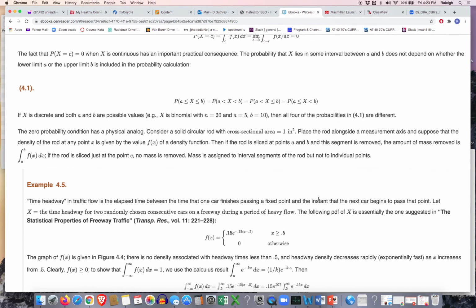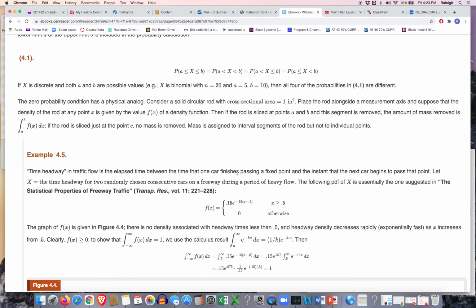In this example, which looks like the last example of the day, so we'll be winding things up pretty soon, time headway in traffic flow is the elapsed time between the time that one car finishes passing a fixed point, say a gas station or something, and the instant that the next car behind it passes that point. So how much time has elapsed? This is a heavy flow model, so there's not much time. I suppose if you're out in the middle of the desert at 3 in the morning, it may be quite a long time, but here it is meant to be during a period of heavy flow. They do mention that right here.